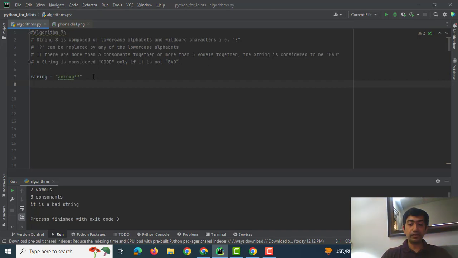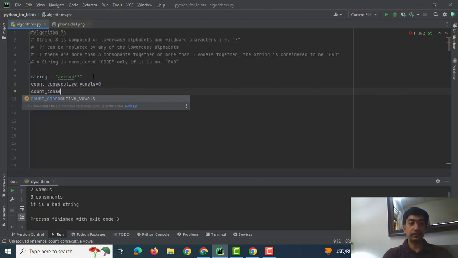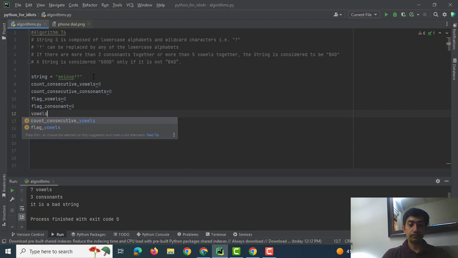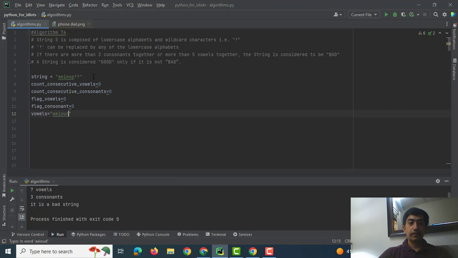Now let's make the algorithm. Count consecutive vowels, count consecutive consonants, flag vowel, flag consonant. I would also be making a string of vowels to check whether the character we encounter in the string is a vowel or a consonant.